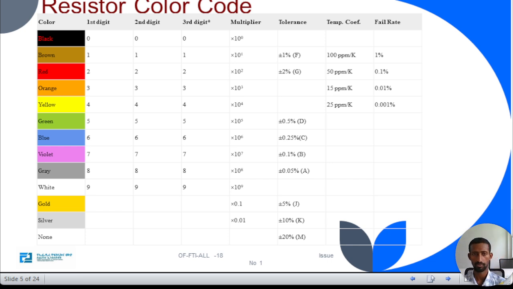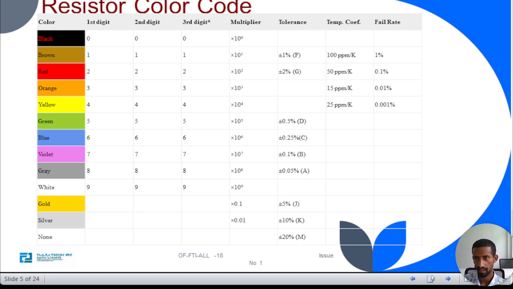There are tables which indicate the numbering. In this table, if the first digit is black, it will be 0. If the second digit is black, it means 0. If it is brown, 1. If it is red, 2. If it is orange, 3.